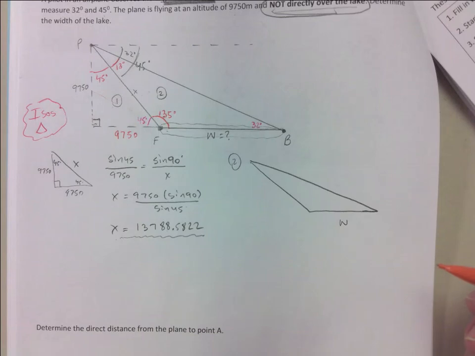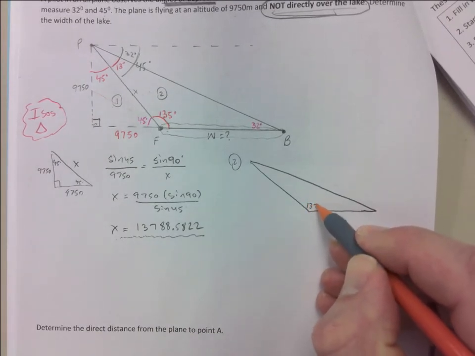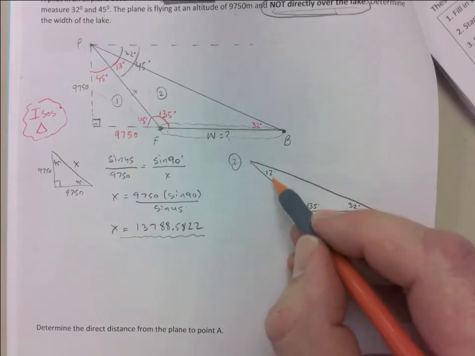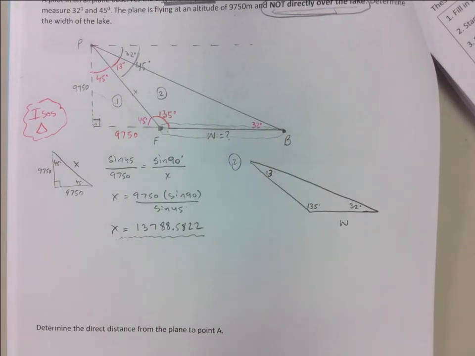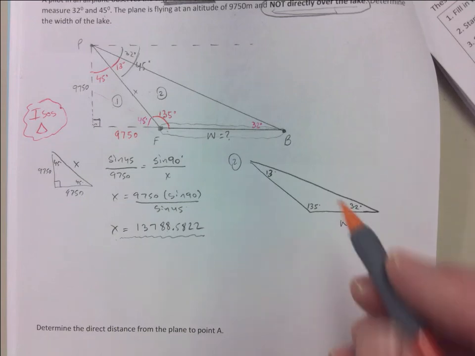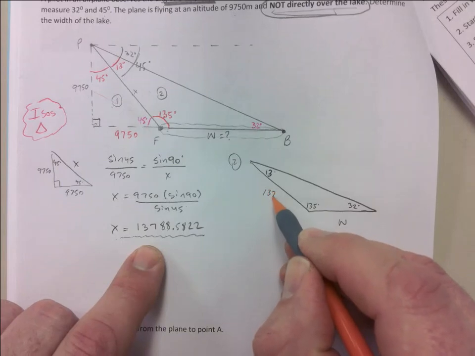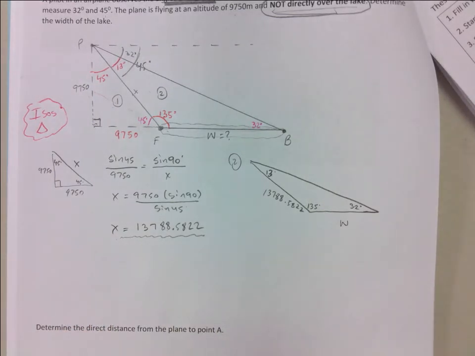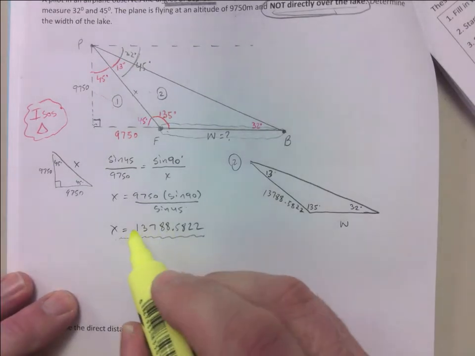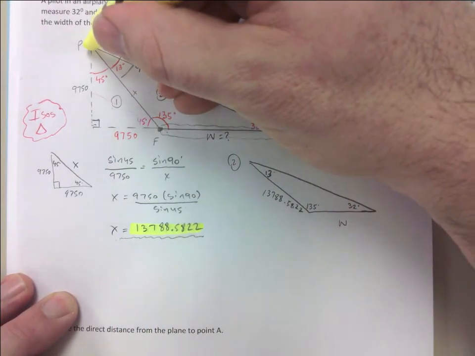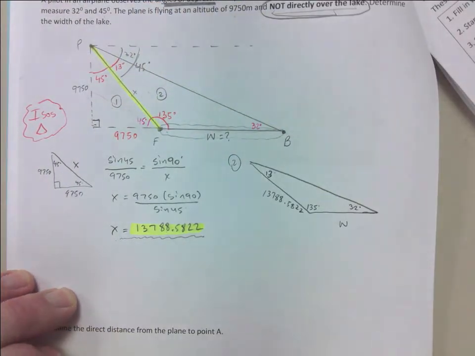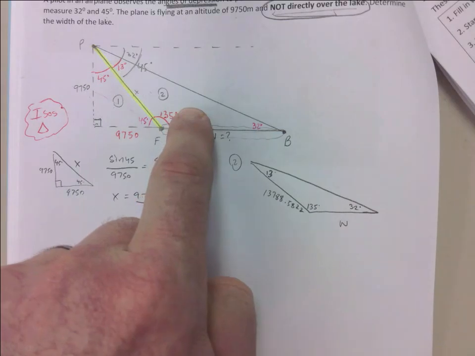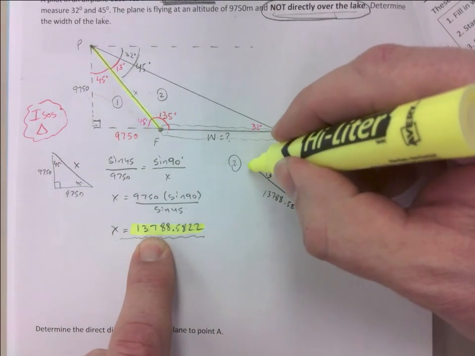Where this is W, I know that this is 135. I know that this is 13. I know that this is 32. And we know that this is 13788.5822. I'm going to use a highlighter for this one. So this side is this one here. So if you can somehow find a side that is shared between the right triangle and the other one, go for it, right? It's this one right here.